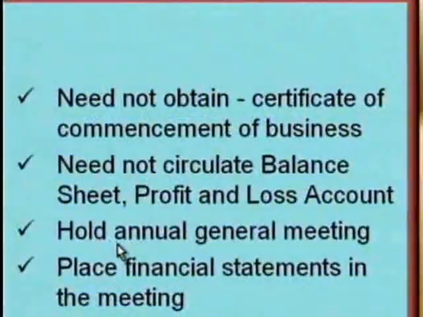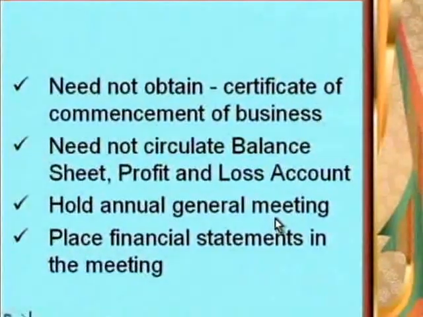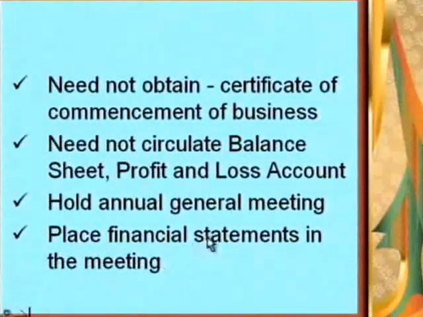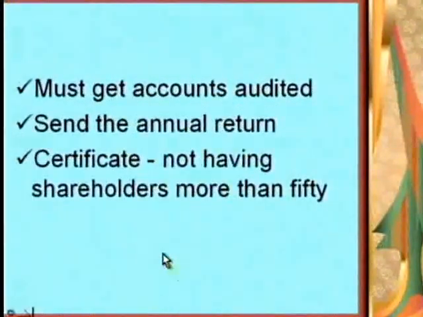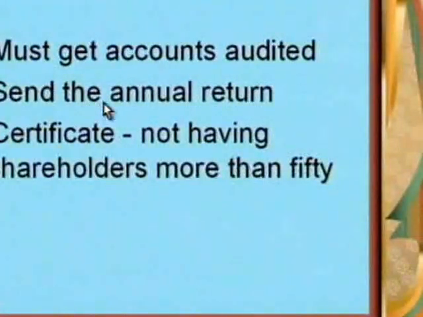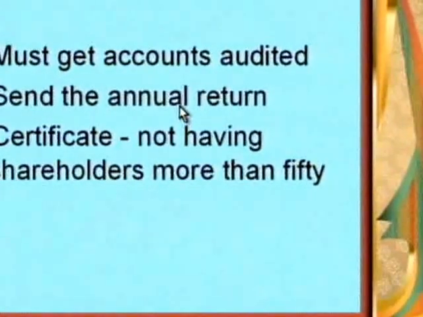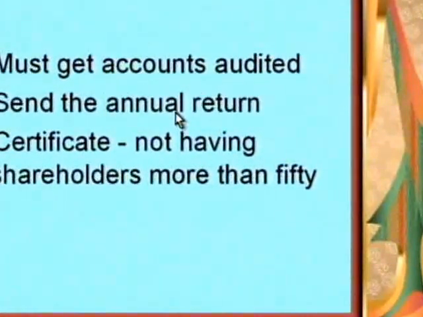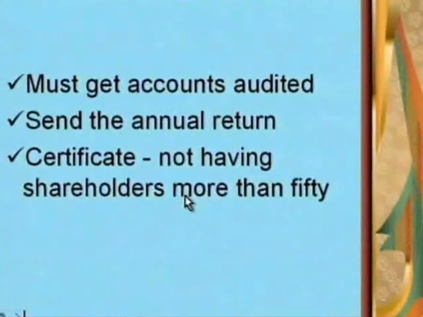They hold an annual general meeting every year. They place financial statements in the meeting. They must get accounts audited by the auditors. They send the annual return to the members as well as to the registrar of the company. A certificate to the extent of stating that shareholders are not more than 50 must be submitted to the registrar of joint stock companies.